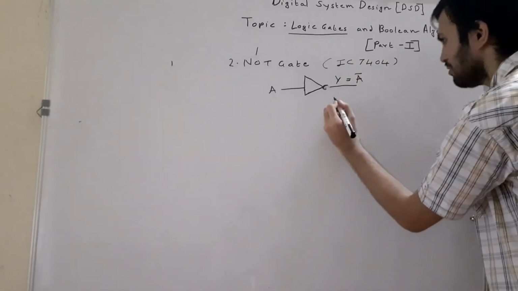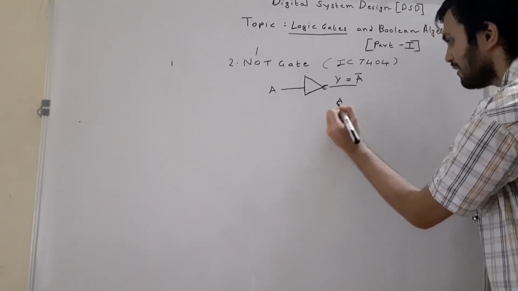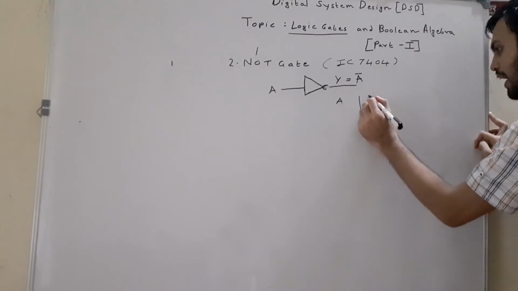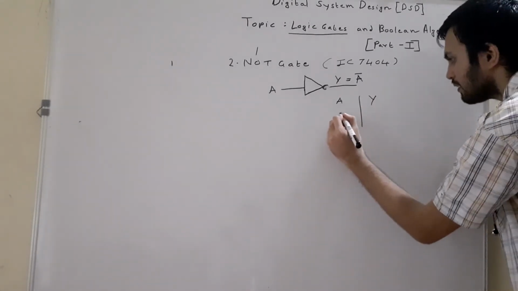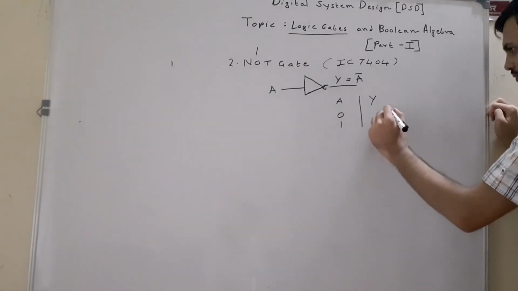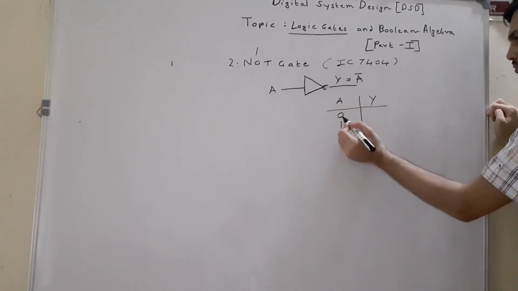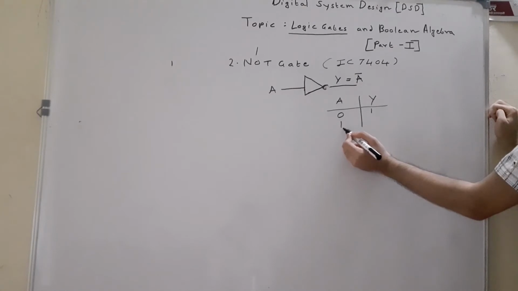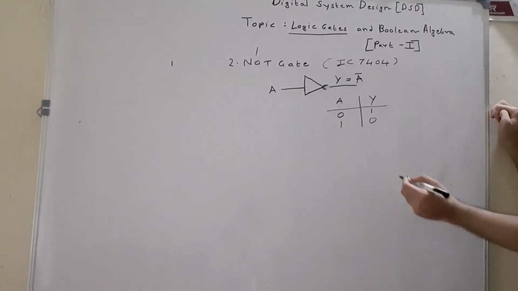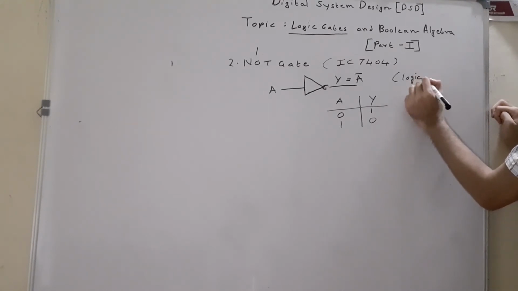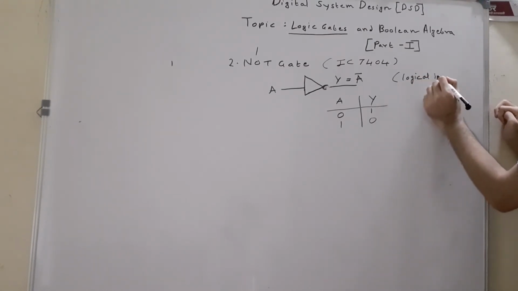So what is its truth table now? As a single input is present for the NOT gate, we have only two input combinations and the corresponding outputs. So the two input combinations are 0 and 1, because we are studying digital using binary inputs. And what is Y is equal to A complement? What is the complement of 0? It will be 1. What will be the complement of 1? It will be 0. So from this we come to know that this NOT gate performs the important function of logical inversion.